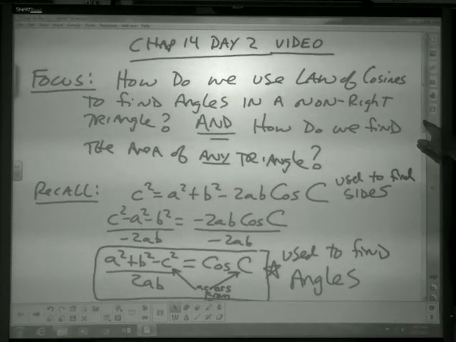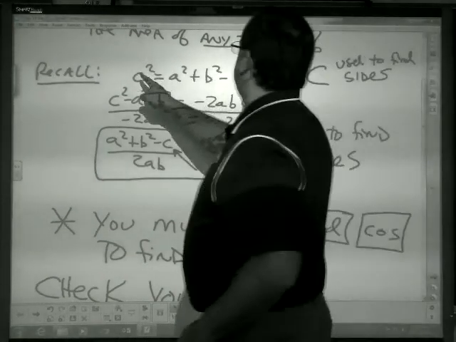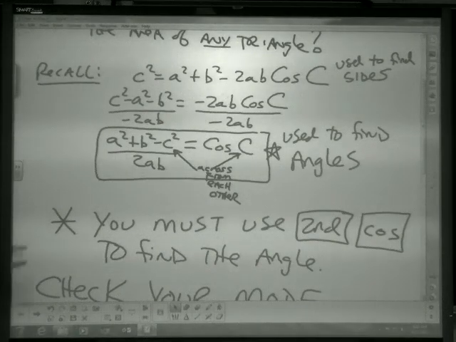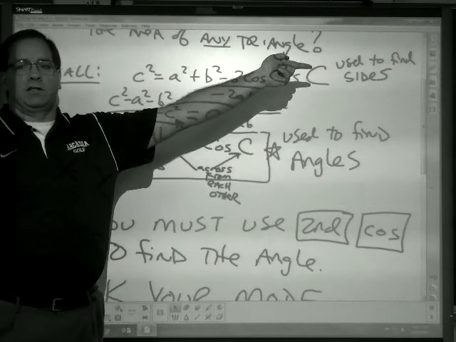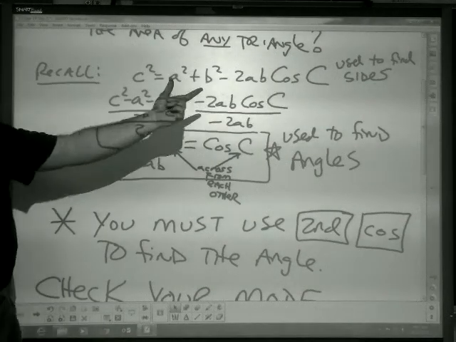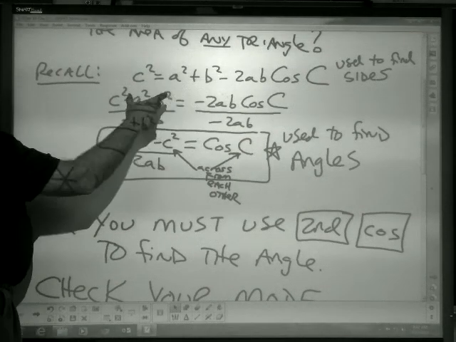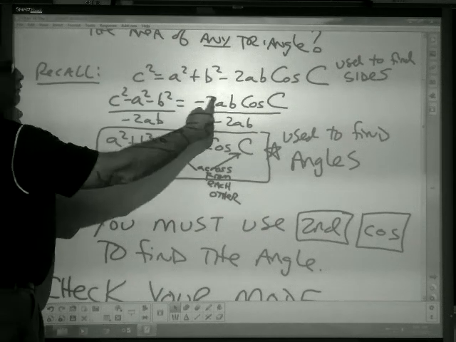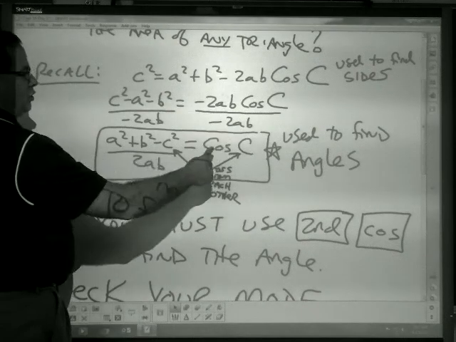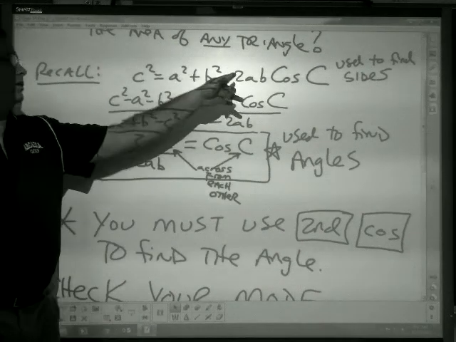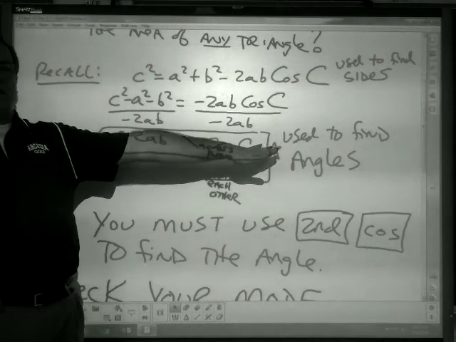So, let's start looking at finding angles. If I look at the initial law of cosines formula that we did on day 1, c squared is a squared plus b squared minus 2ab cosine C. We use that to find the sides. If I go ahead and subtract the a squared plus the b squared and then divide by negative 2ab, I have now solved for cosine C. You don't have to do this math. I want you to know this formula. And we're going to use this formula to find angles.